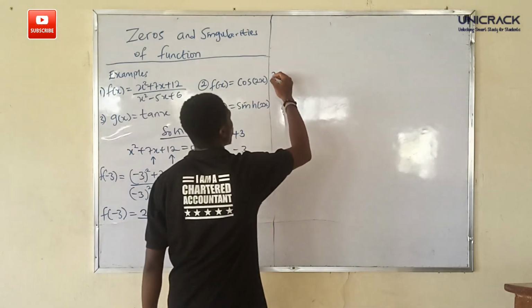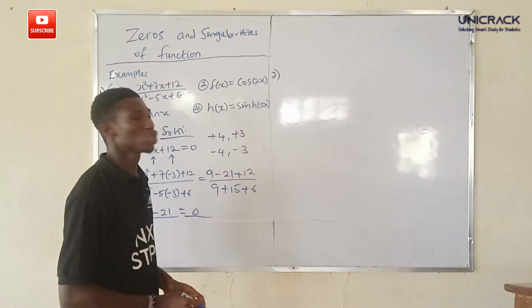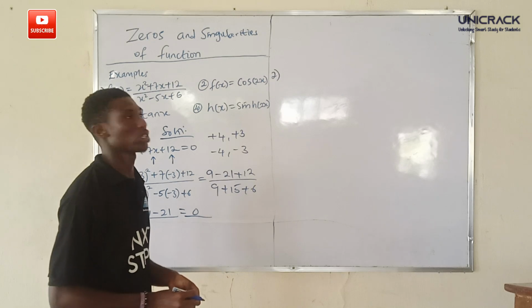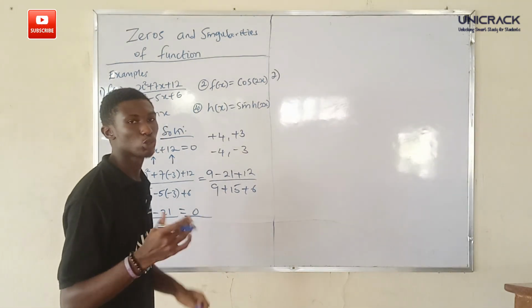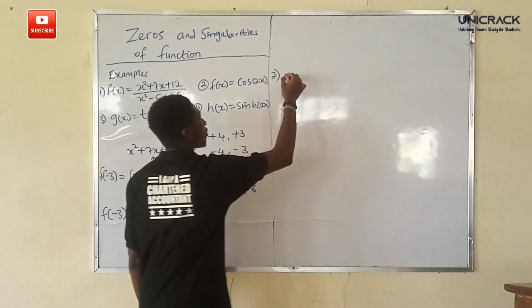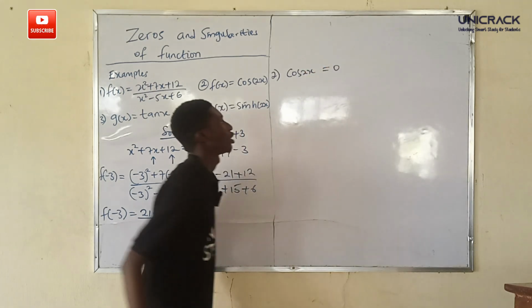Let's move to the next question. For the next question, we have f of x is equal to cos of 2x. So we have a trigonometric function now in this case. As I always say, first thing you do is equate the function to 0. So we have cos of 2x equal to 0. Now we are solving for x.